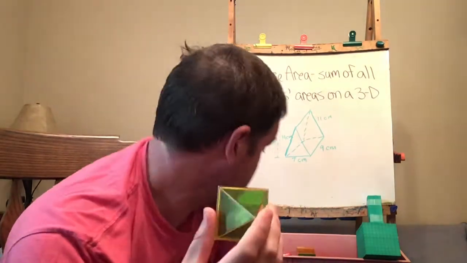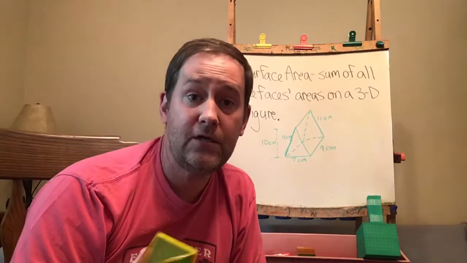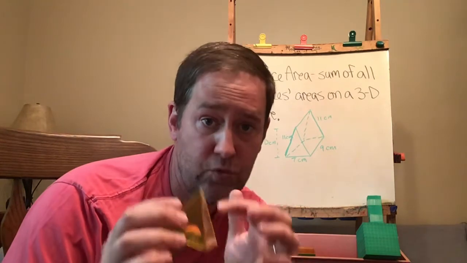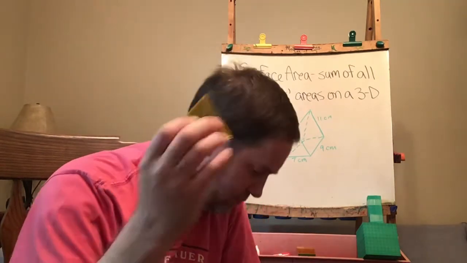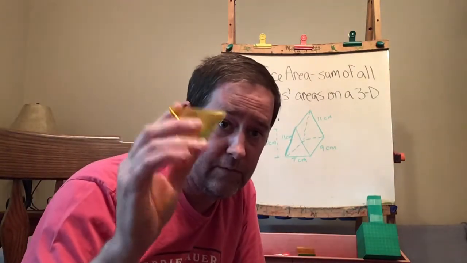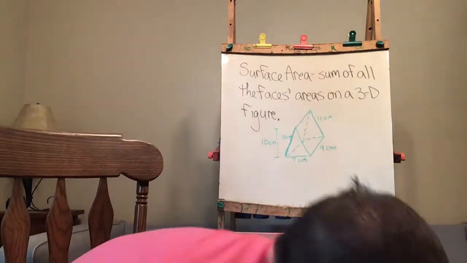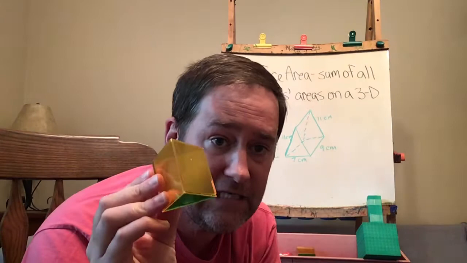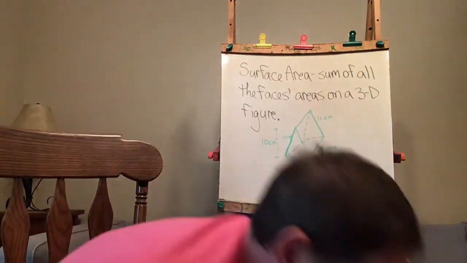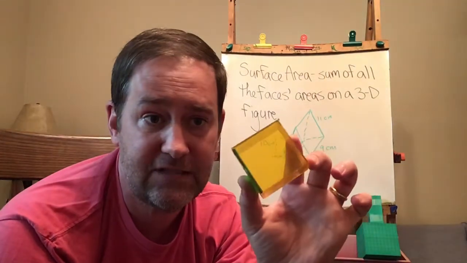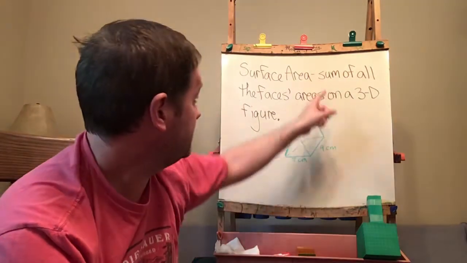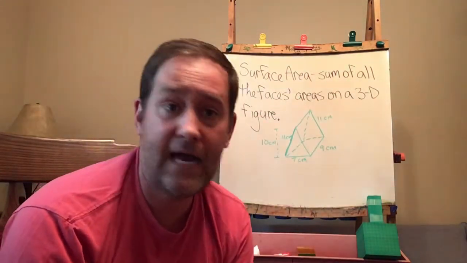Okay, if it was something like a triangular pyramid, then there would be a triangular bottom, and then there would be three triangles also on the side. There would only be four faces, so be careful. We would only want to find the area of these five faces here, and then for this one, we're going to want to find the area of these five faces, and then for this one, we'd want to find the area for six faces. And of course, sum means that you add them all together.